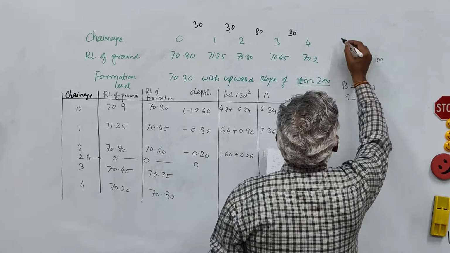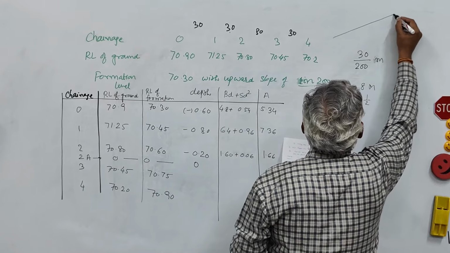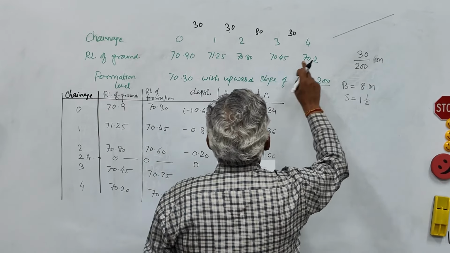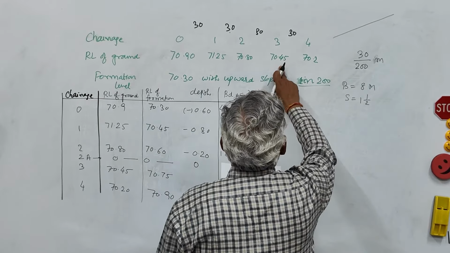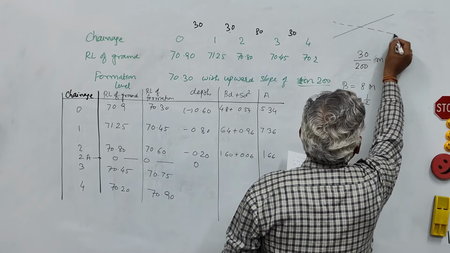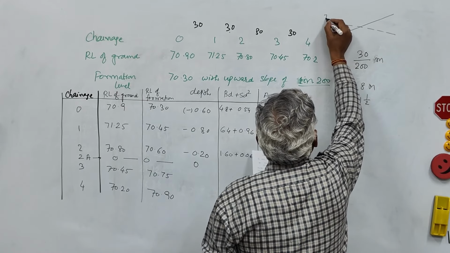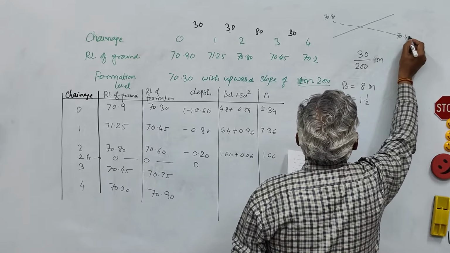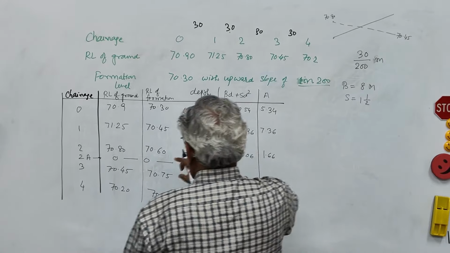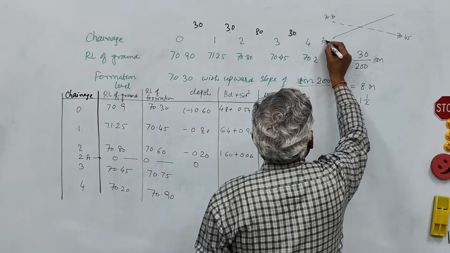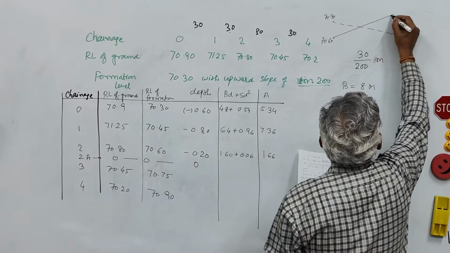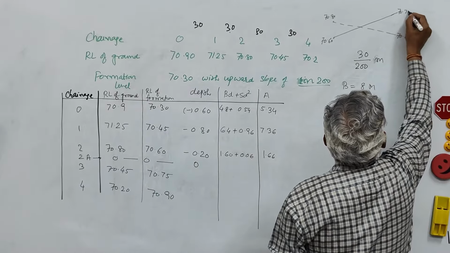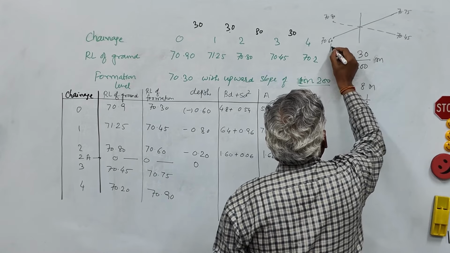So you have a profile of the road which is going up, and you have the ground level from 70.8 to 70.45. It is going below. So this is at 70.8. This is at 70.45. This point is 70.60 and this point is 70.75. So you can find out what this length is.